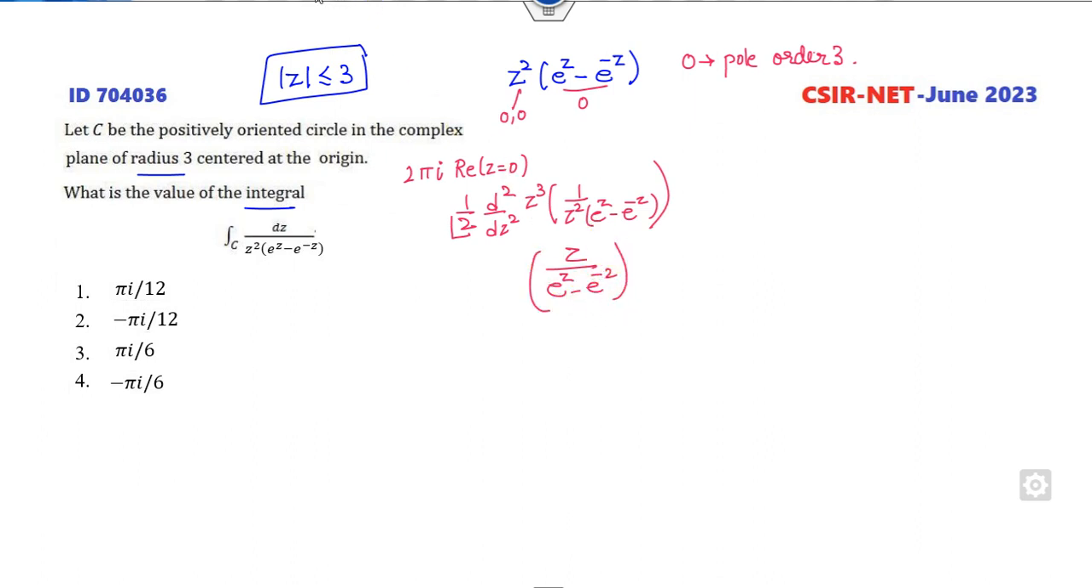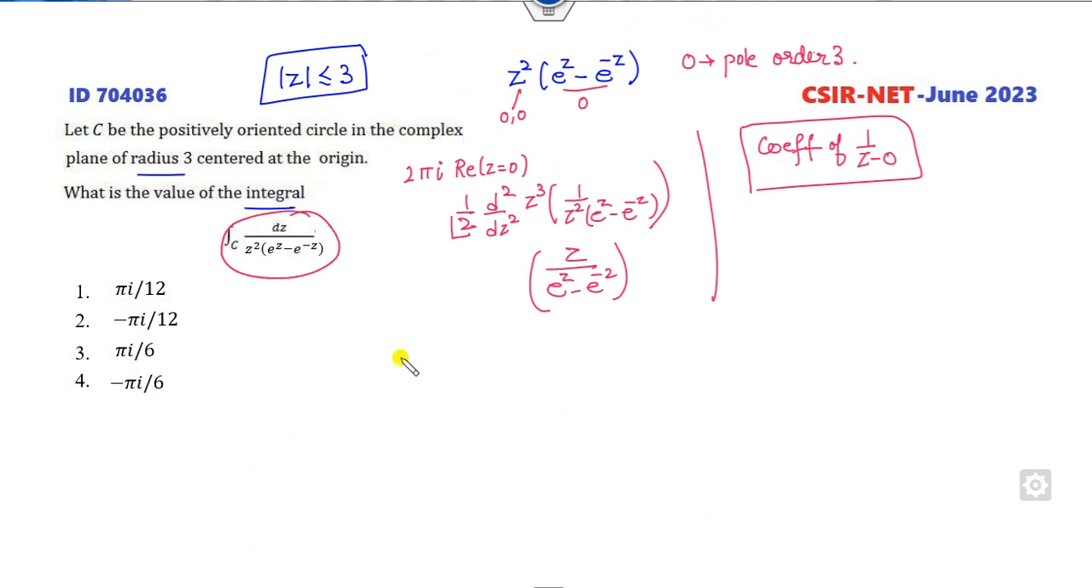So another method is, instead of this, you can find the coefficient of 1 over (z minus pole), that is, 1 over z, from this series. How can you find the coefficient? Firstly I can simplify this. e raised to power z minus e raised to power minus z is nothing but 2 sine hyperbolic z. So I can multiply it like here, then I can expand this series.